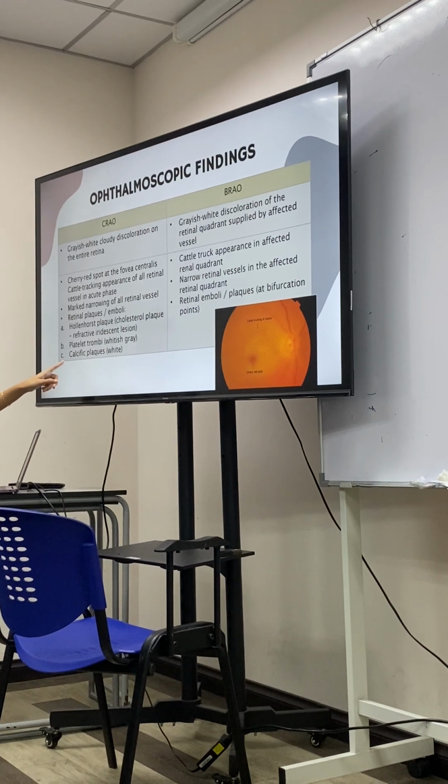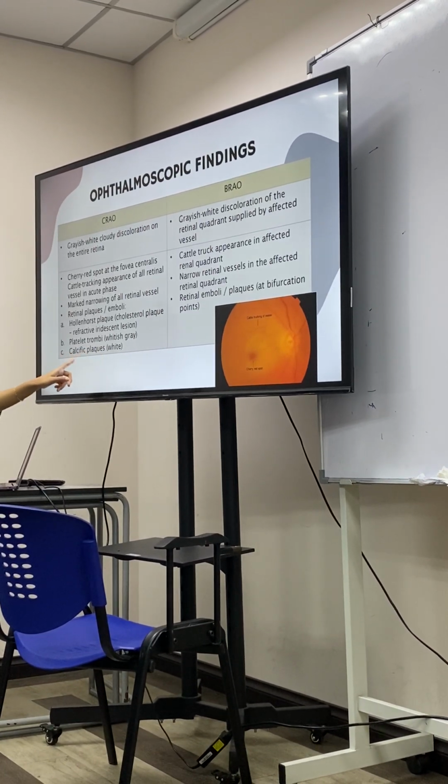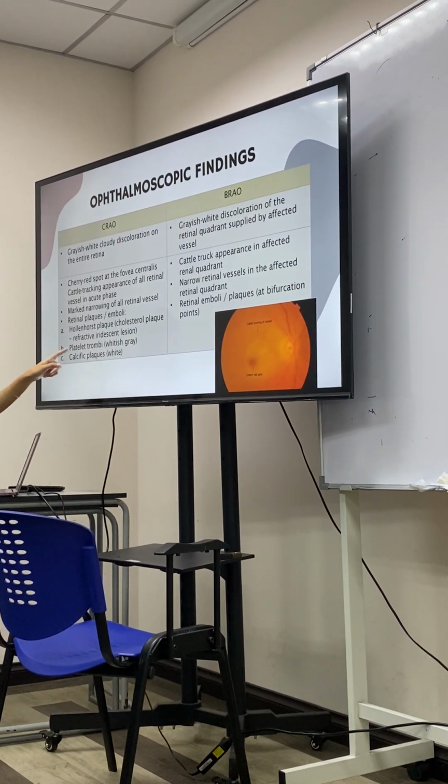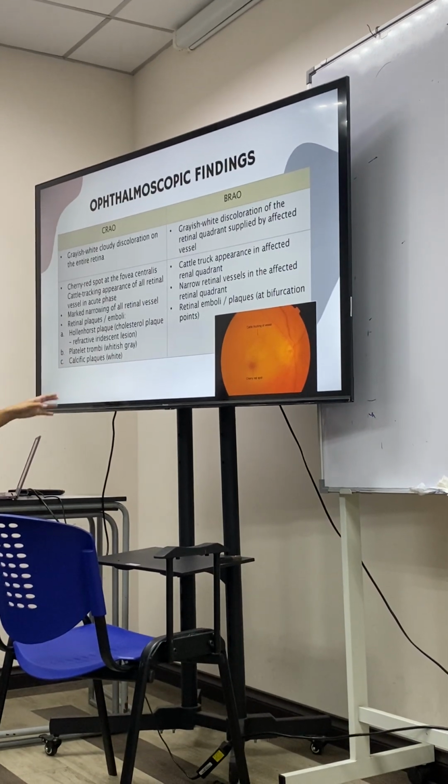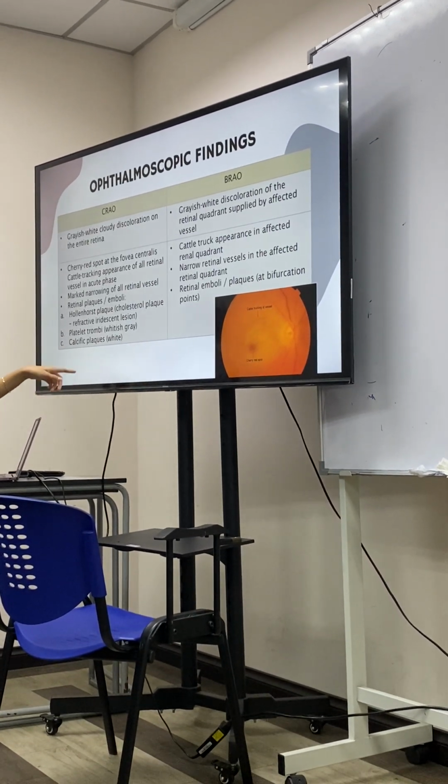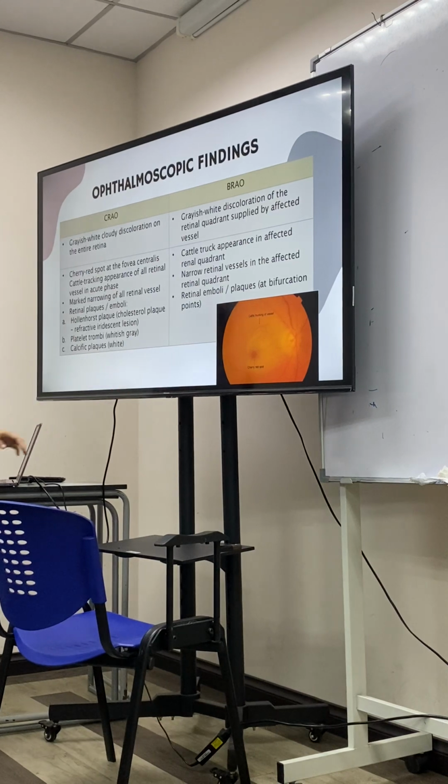Okay, and then we can see that there is an embolus or plaque which I have talked about earlier. Hollenhorst plaque, platelet thrombi, and the fibrin. Okay.